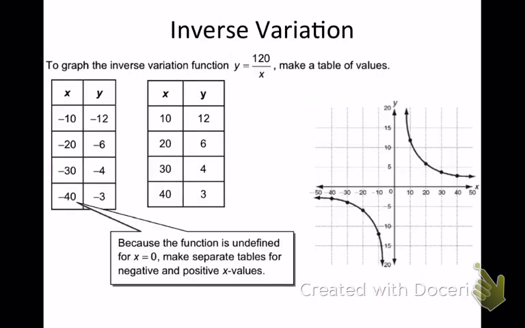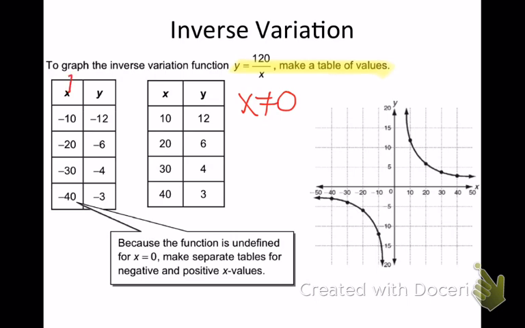I can also graph these functions. So to graph the inverse variation function y equals 120 over x, make a table of values. Now, when I make a table of values here, what x value can I not pick? Yeah, x cannot be 0. Okay, x cannot be 0, so recognize that.